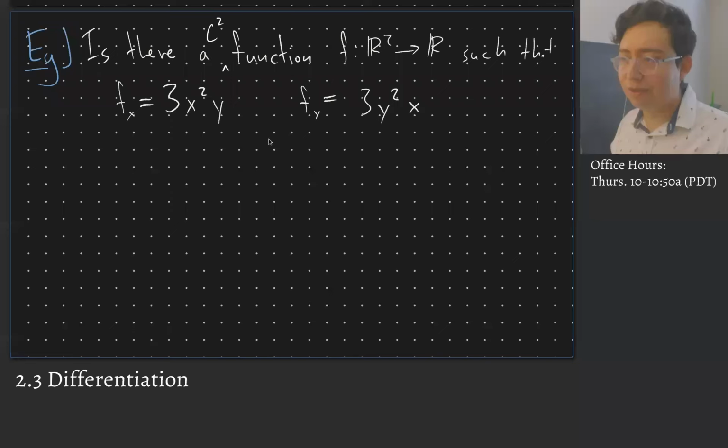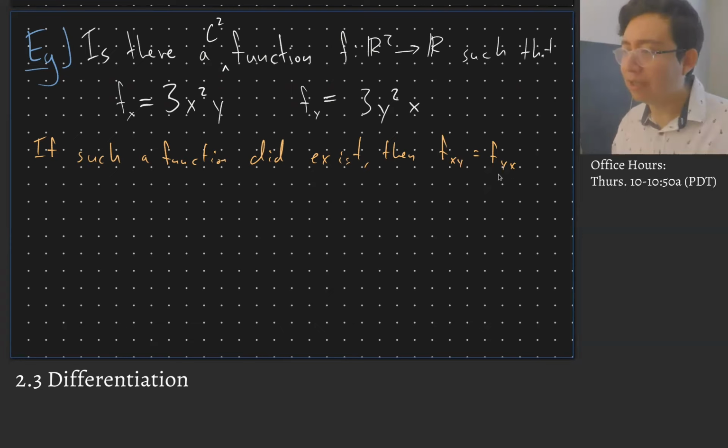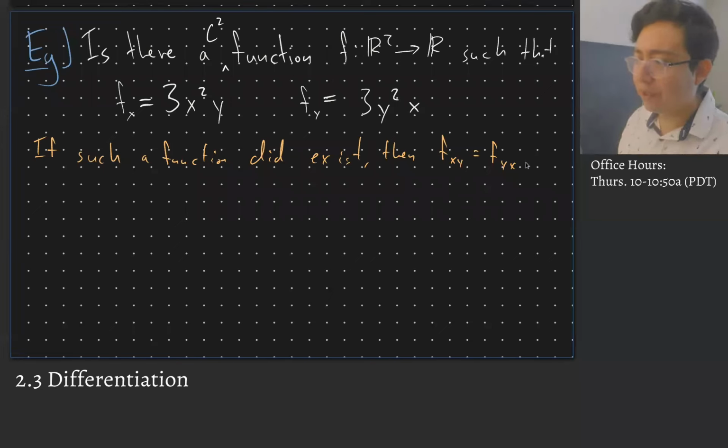I'll say it as, if such a function did exist, then because of the previous slide, f sub xy should equal f sub yx, right? So taking these mixed partials should work. If we were able to find a function, then it should have this property. So let's check this out.